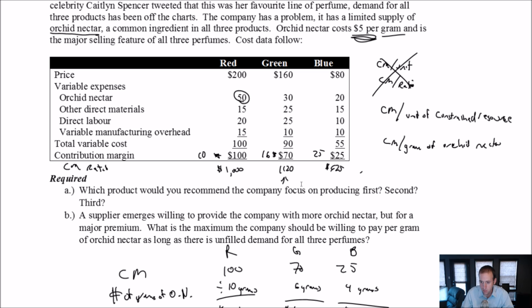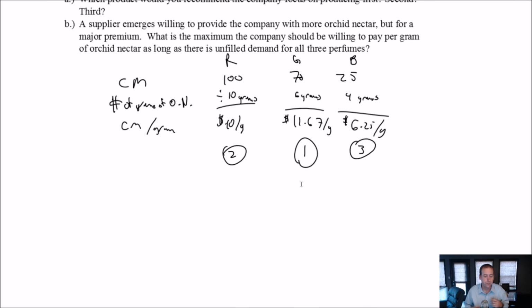Okay. Moving on to part B. A supplier emerges willing to provide the company with more orchid nectar, but for a major premium. What is the maximum the company would be willing to pay per gram of orchid nectar as long as there was unfulfilled demand for all 3 perfumes? Okay, so first of all, assuming there's unfulfilled demand for green, that's the one we'd be willing to pay the most for because that's the most profitable to us. So ignore red and blue. We're just looking at our most profitable product. How much would we be willing to pay per gram?